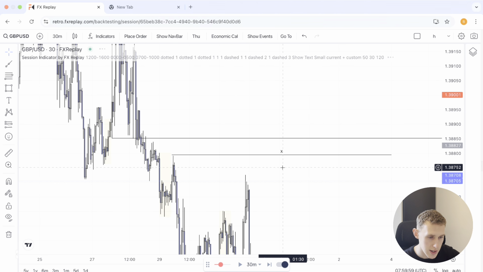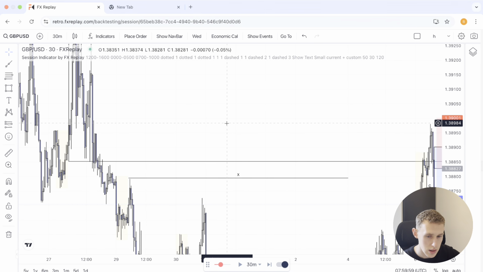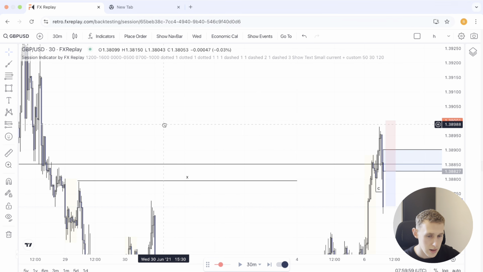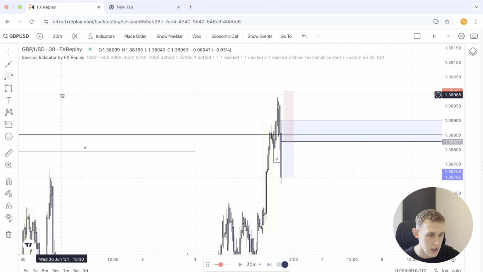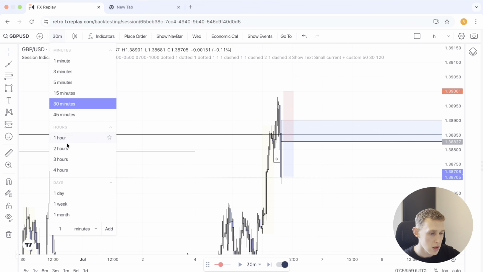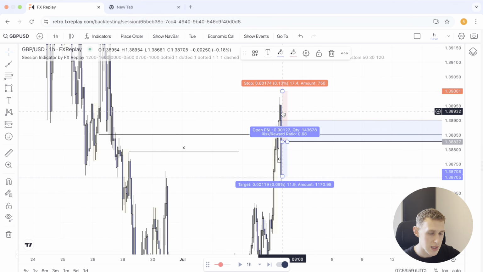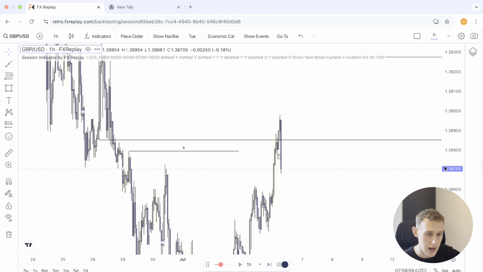I just want to make sure, actually, one sec, did we grab that high? No. So I'm actually waiting, because I think price is going to come slightly higher first to grab this high at least.